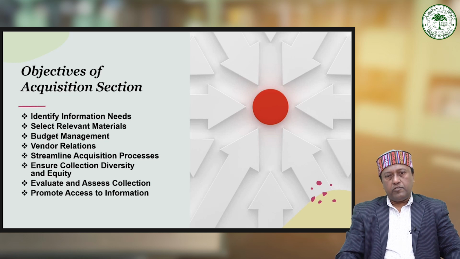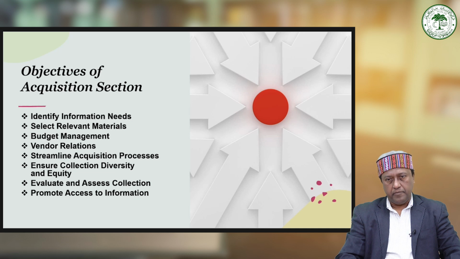The third most important objective is vendor relations. Building and maintaining positive relationships with the vendors, publishers, and suppliers is also important for acquiring materials efficiently and cost effectively. The acquisition section must negotiate contracts, monitor vendor performance, and explore opportunities for discounts and special offers.